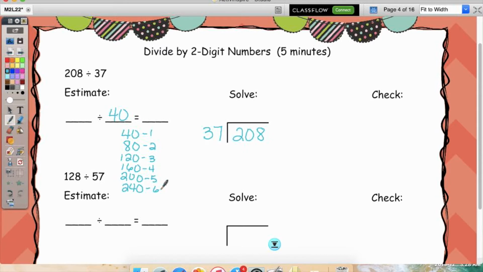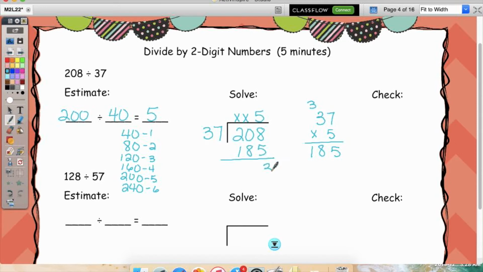Okay? All right, so which number, Eduardo, is closest to 208 without going over? No, there's one closer. 200. Okay, so 200 divided by 40 equals what? 5. So what will we try in the guess and check section? 5 times 37. But put the 37 on top. Should we try it and just subtract and see what we get? Yeah. Okay, so what number goes on top? The 5. And what number goes below?